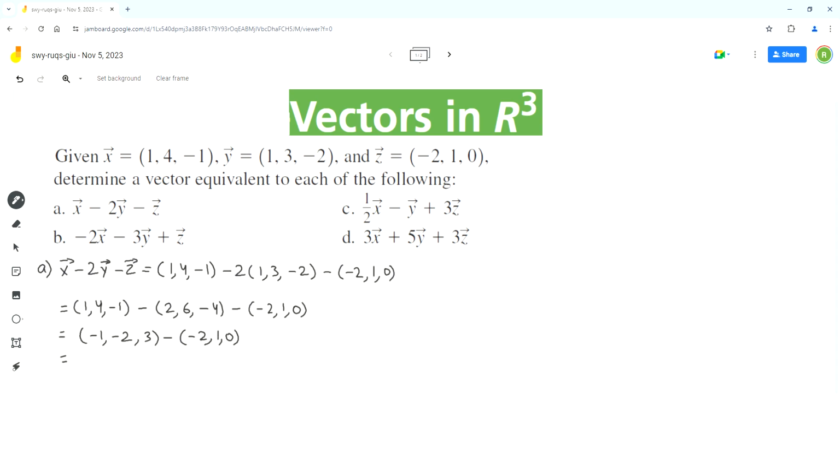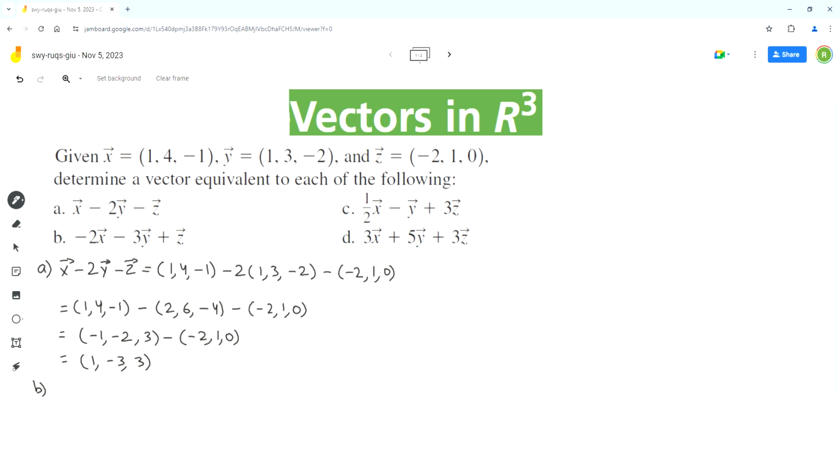Now we can subtract these two vectors. So negative 1 minus negative 2 is equivalent to negative 1 plus 2, which is equal to 1. Now we can subtract the y component. Negative 2 minus 1 is equal to negative 3. And 3 minus 0 is equal to 3. So this should be the final answer for part A.